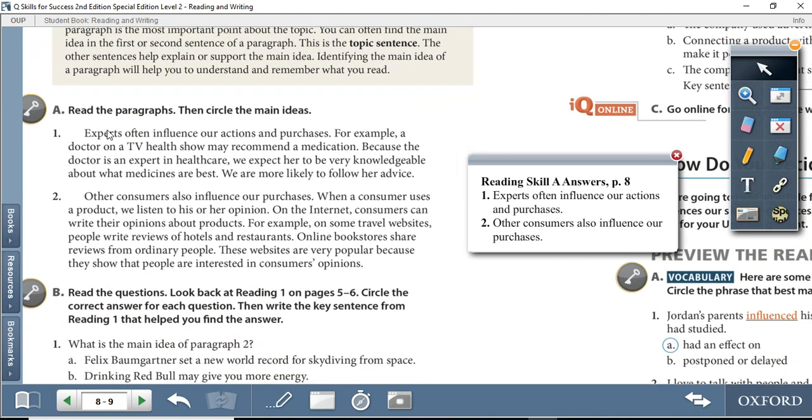Now, in paragraph 1, the main idea is sentence 1, which is the topic sentence. Experts often influence our actions and purchases. And in paragraph 2, the topic sentence, which contains the main idea, is also the first sentence. Other customers also influence our purchases.